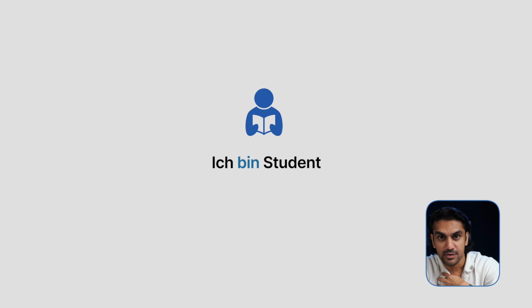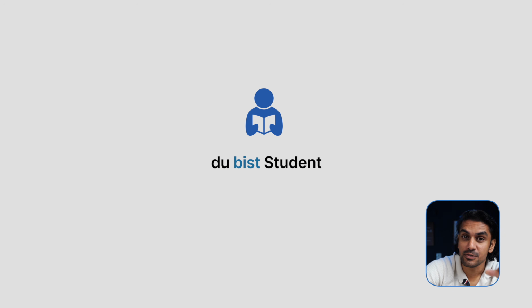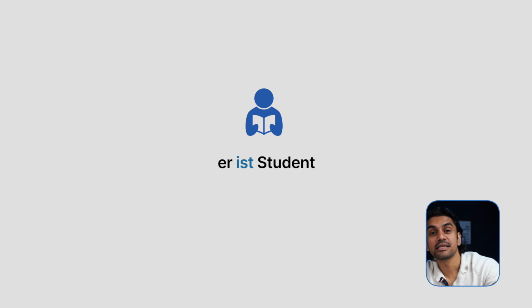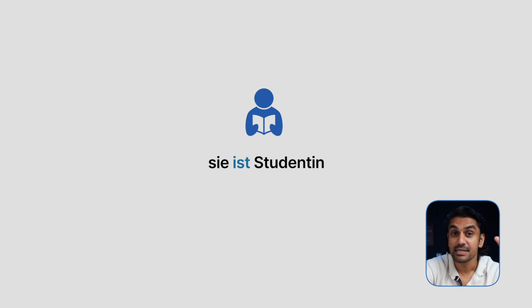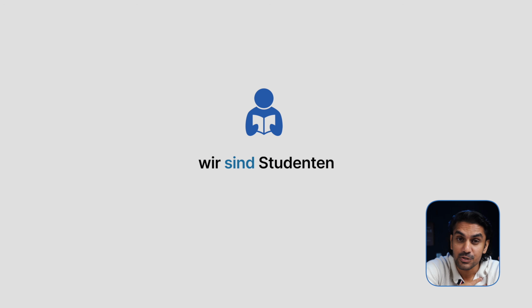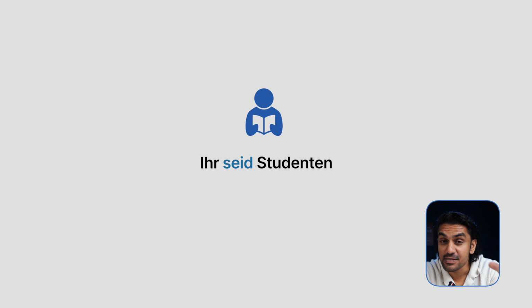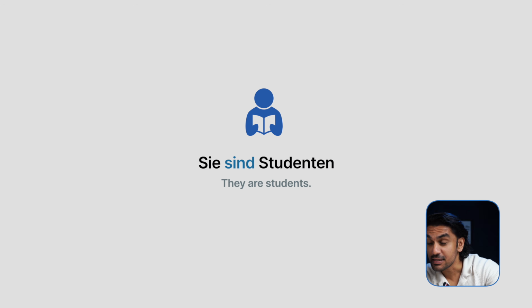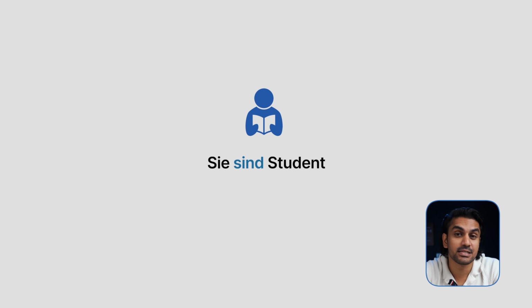Now let's look at some simple examples. Ich bin Student. I am a student. Du bist Student. You are a student. Er ist Student. He is a student. Sie ist Studentin. She is a student. Es ist Student. It is a student. Wir sind Studenten. We are students. Ihr seid Studenten. You all are students. Sie sind Studenten. They are students. And Sie sind Student. You, which is the formal you, are a student.